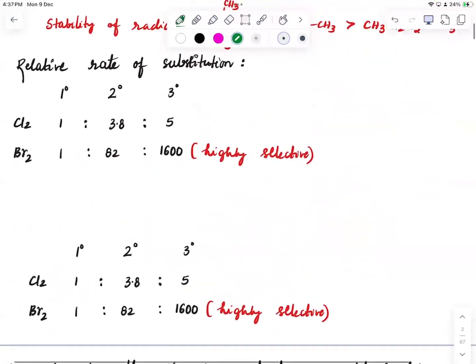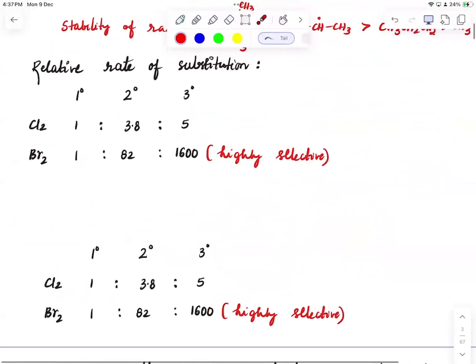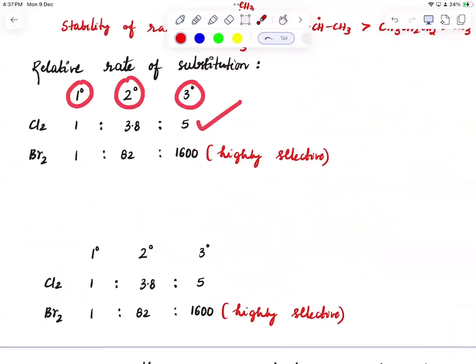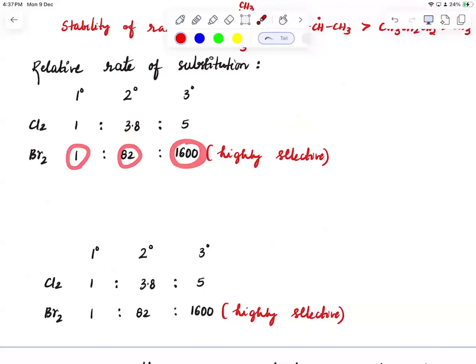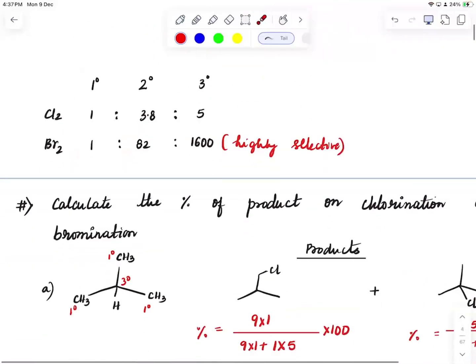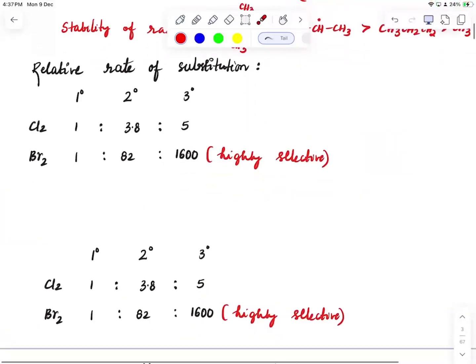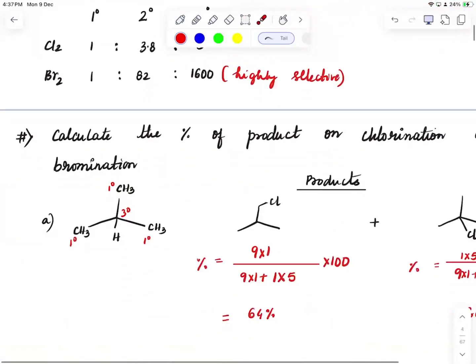Okay. Using this, what has been observed experimentally, if there is a chance of going on 1 degree position, 2 degree and 3 degree position, these were the rates of chlorine and bromine found. So 1 is to 3.8 is to 5, while for bromine it is 1 is to 82 is to 1600. That shows that the 3 degree position has extremely high rate compared to 2 degree and 1 degree. Okay. This was the rate of substitution of halogens.